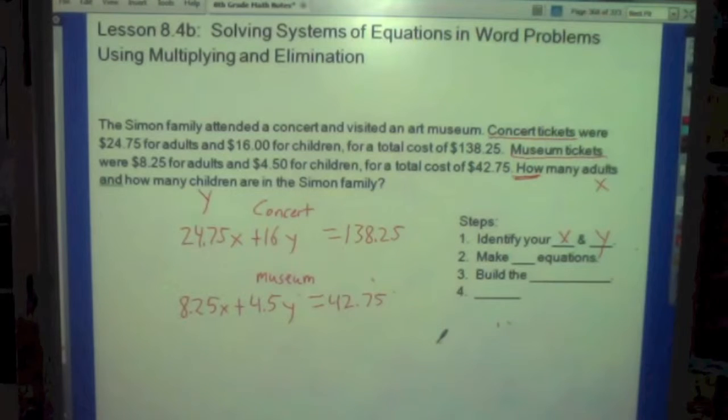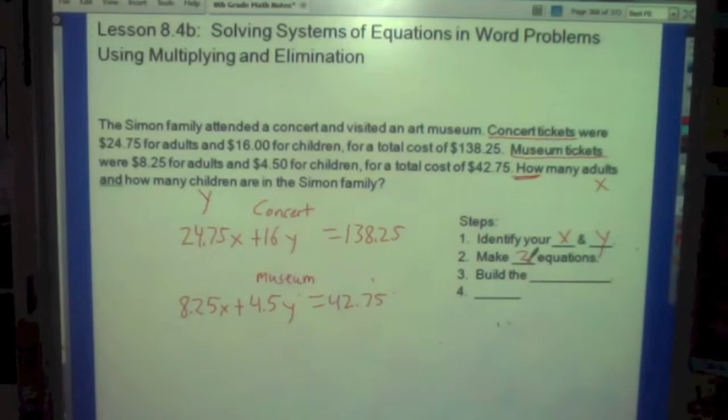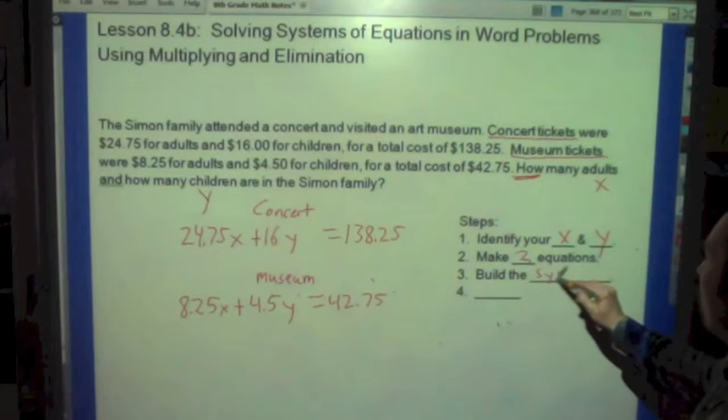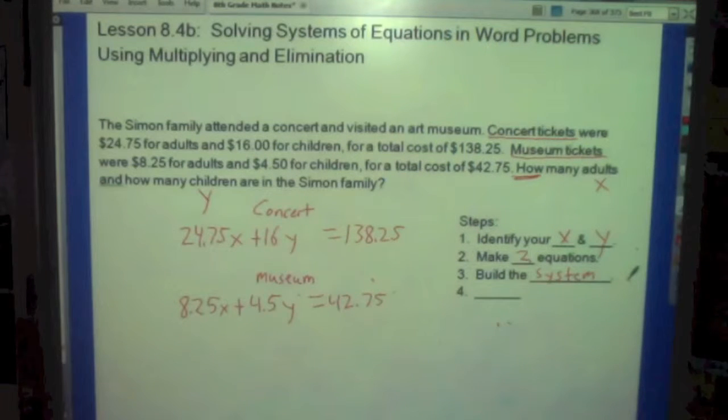All right, so I have my cost for the museum, and then I have the cost for the concert. I have my two equations. We just did step number 2. We made our two equations. All right, we're working on step number 3. We are building the system.